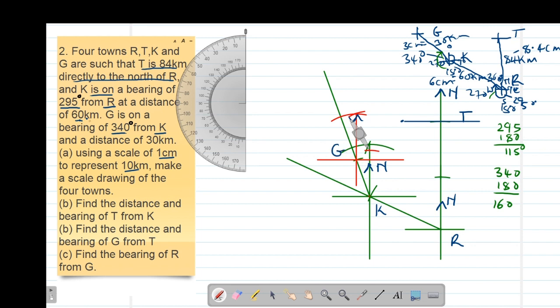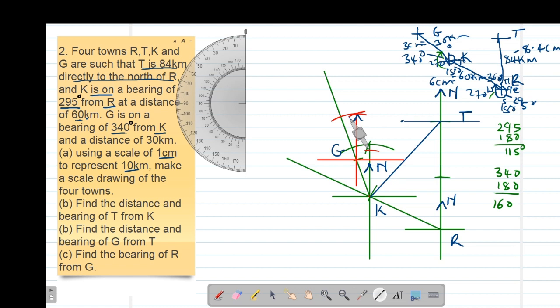Then we are told in part B, find the distance and the bearing of T from K. So we can start with the distance. Let me start with the distance of T from K. So you can join T and K. So let me join these two, the points T and K. T is here. Let me see, my K is on the lower side. So I can join these two, T and K.